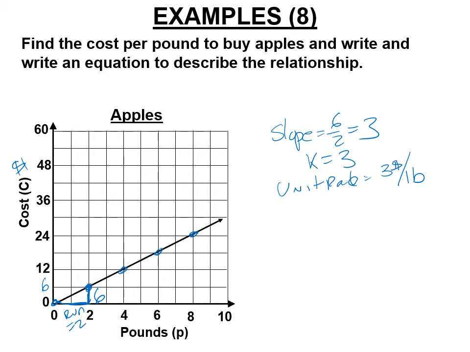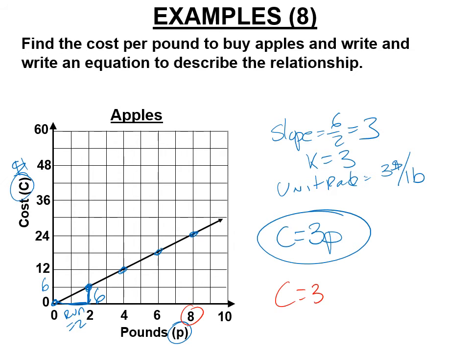So now let's write an equation. It says use C for cost and P for pounds, so C, cost, is always 3 times the number of pounds. And we can always check our work here. Say you have 8 pounds, it better go with 24. Does it? Sure does, right? The cost is always 3 times the number of pounds.